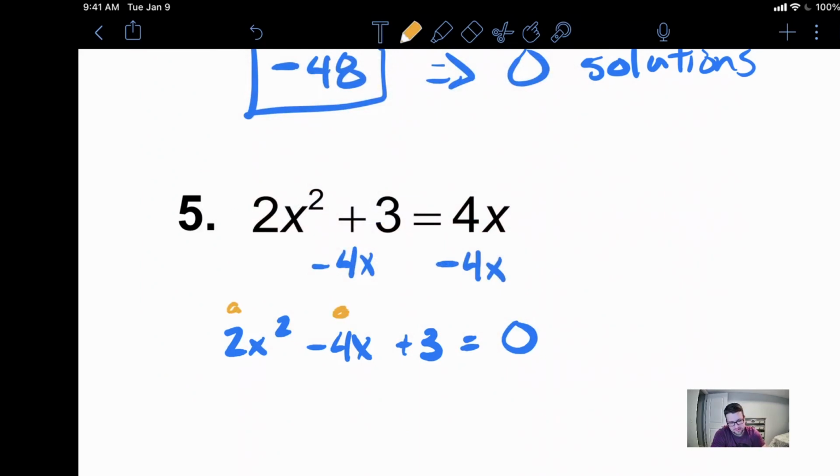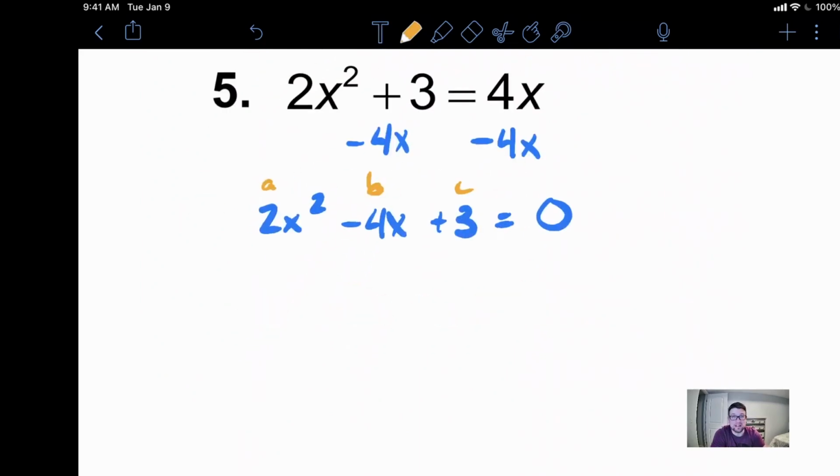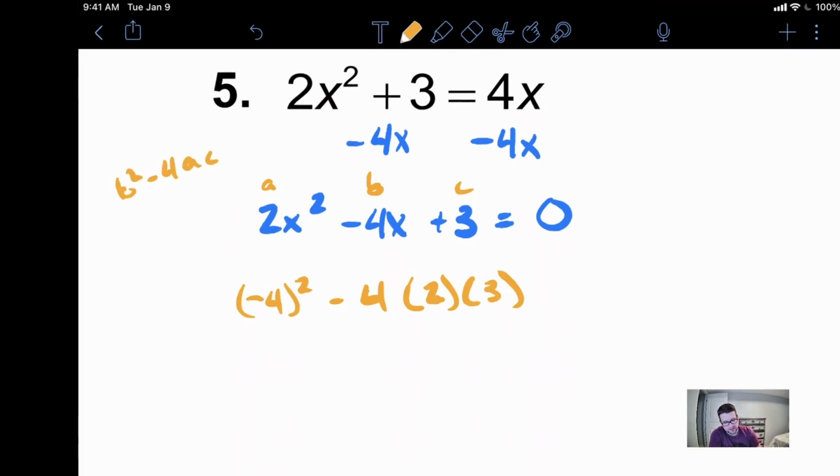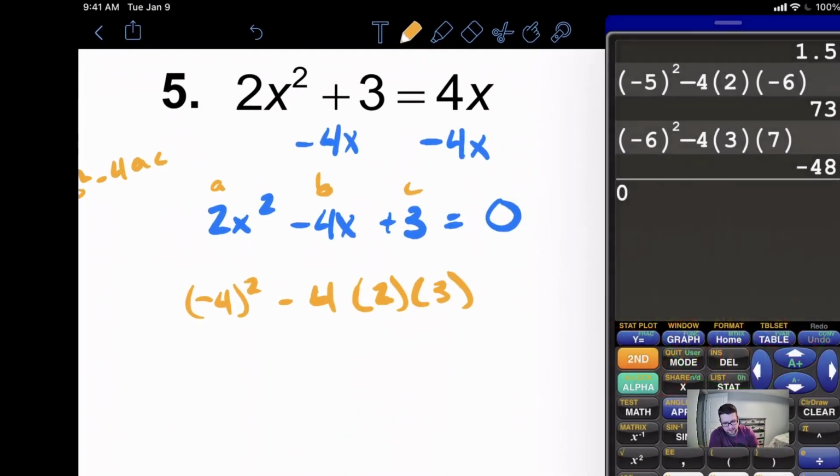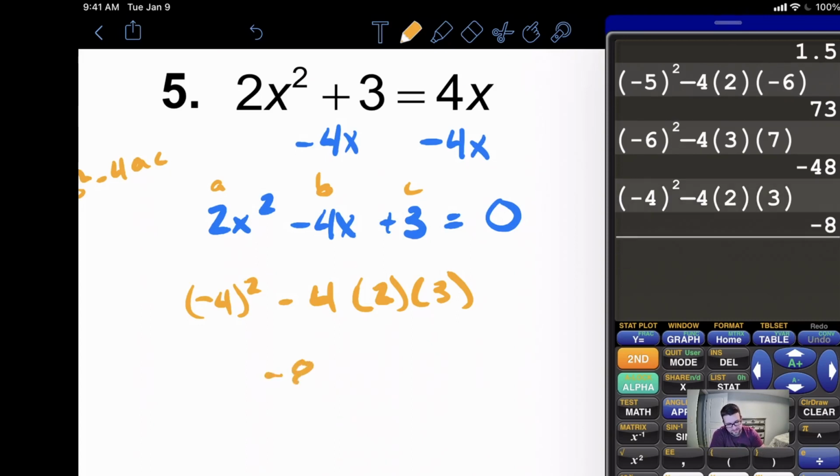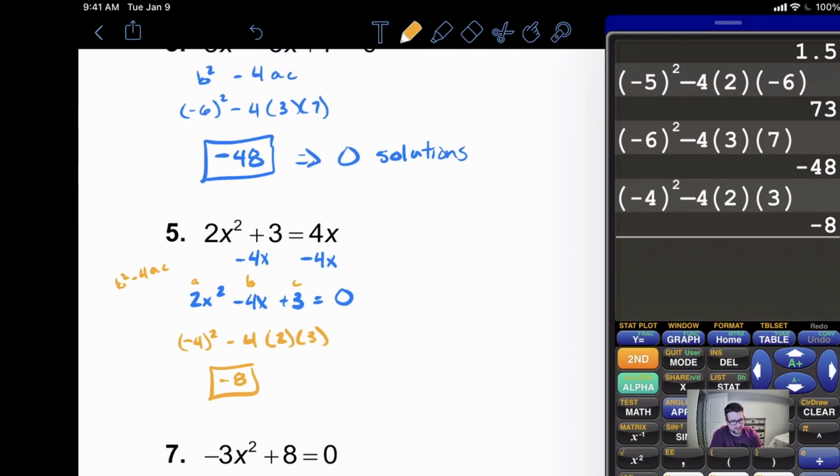So again, a, b, and c. We need b squared, so negative 4 squared minus 4 times a times c. All right, b squared minus 4ac. So, punching that in on our calculator, let's see what we get. Negative 4 squared, and those are probably the most important parentheses, by the way, even though they might not seem like it, minus 4 times 2 times 3. And we get negative 8. Now again, remember when we got a negative number, that means we get no solutions or 0 solutions.